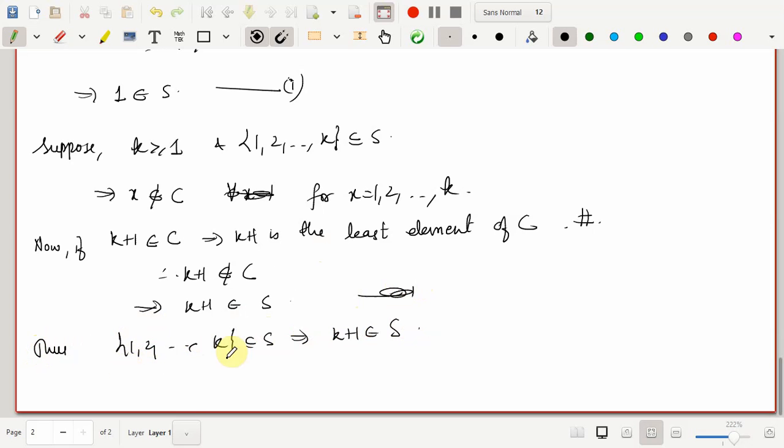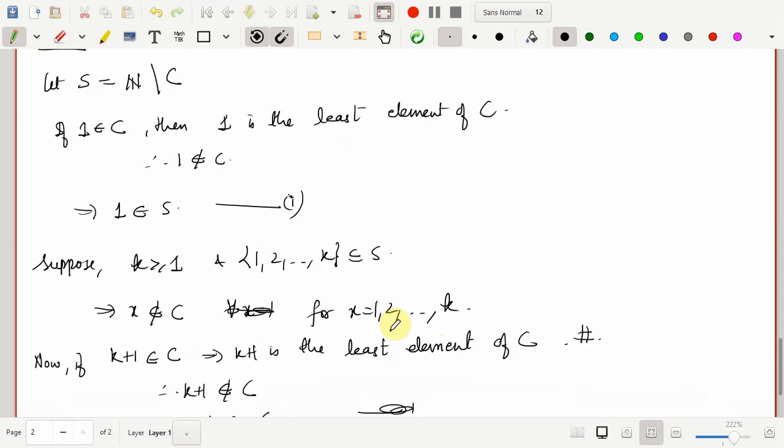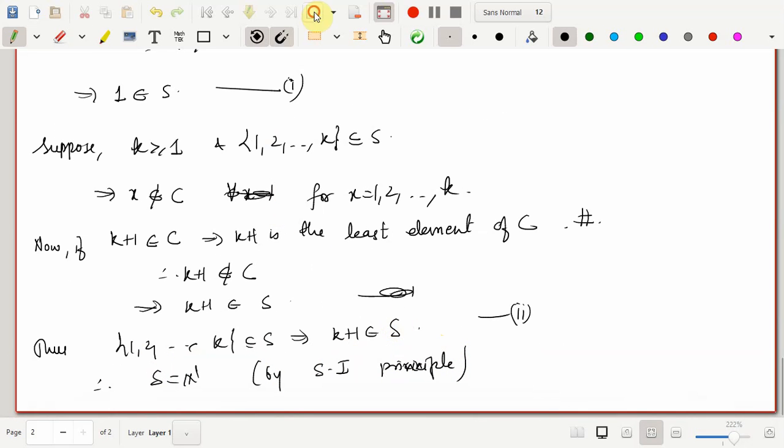Okay, and so once S is equal to N, this would automatically imply that C is an empty set. So by contrapositive we have shown that if C is non-empty and it's a subset of N, then it has to have a least element, hence the claim.